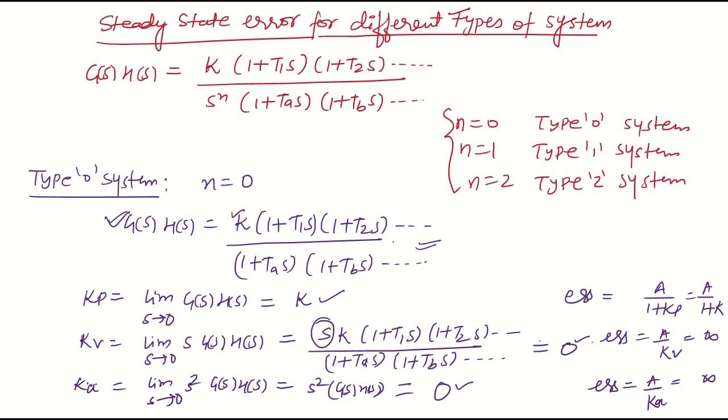So let me again summarize this. For type 0 system, the number of open loop poles at the origin is 0, and this is the open loop transfer function for the type 0 system. For this type 0 system, the value of the position error constant is K, the value of Kv, the velocity error constant, is 0, the value of Ka, the acceleration error constant, is 0, and the steady state error for these three different types of inputs is, for the step input, A by 1 plus K. For the ramp input, the value is infinite, and for the parabolic input, the value is again infinite.